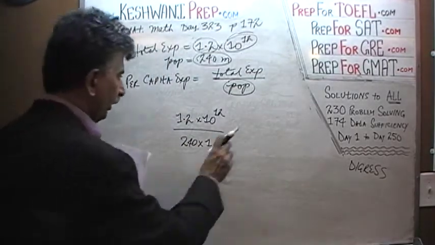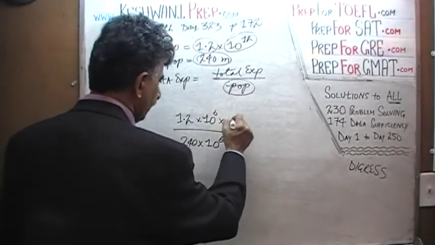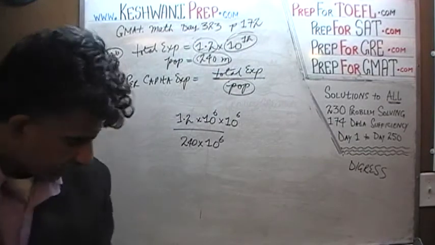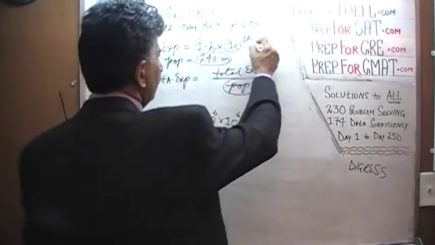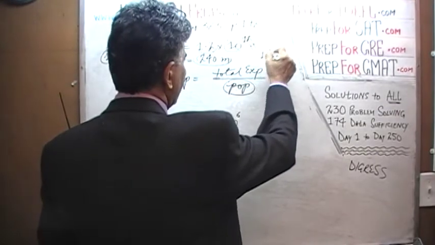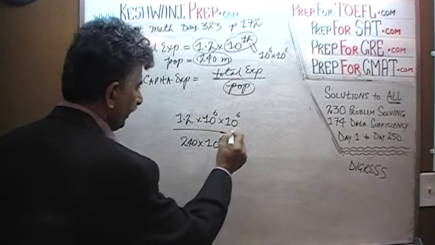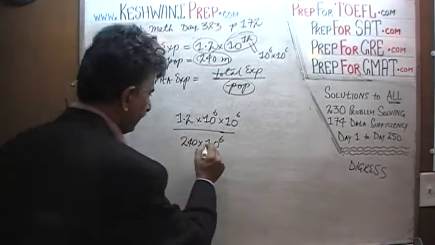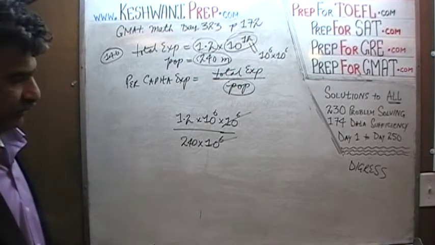And 10 raised to 12 in turn can be written as 10 raised to 6 times 10 raised to 6, which is what we did here. So we have 10 raised to 6 on the top, we have 10 raised to 6 on the bottom, that drops out, and we're almost done. It's just 1.2 divided by 240 is what we have to do here.